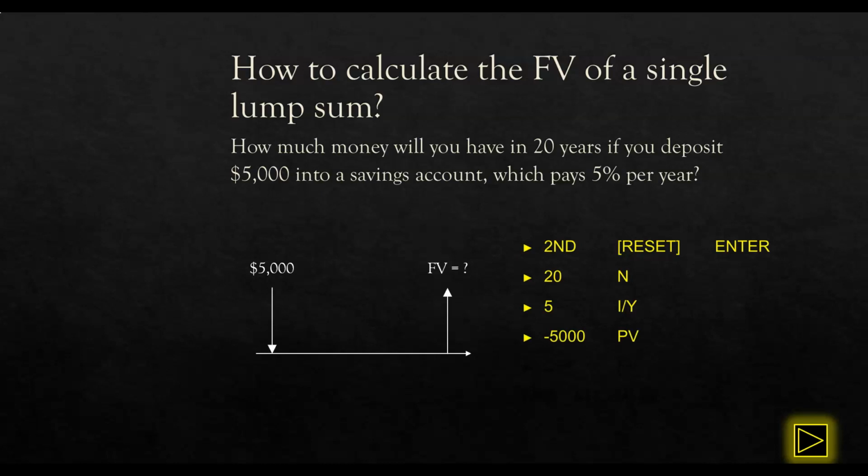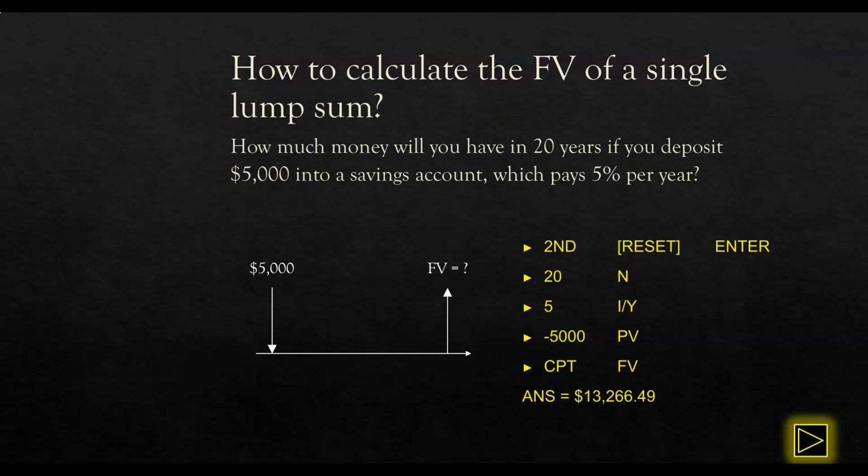And then what you do after that is you put in the present value. In this case, you're putting $5,000 into this savings account. It's cash going out. It's an investment that you're making. So we put in this $5,000 present value as a negative number. And then after that, you can go ahead and solve for the future value. So you do CPT, FV. CPT stands for compute, FV stands for future value. We're solving for future value, obviously, so we're doing CPT, FV.